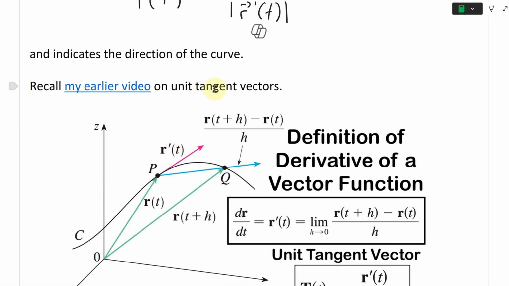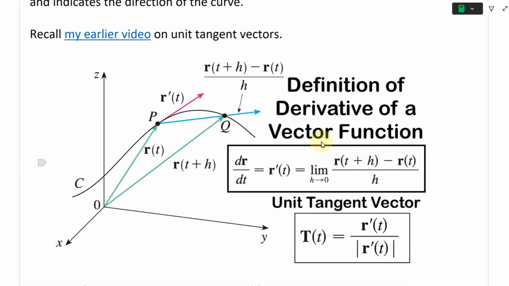Recall from an earlier video on unit tangent vectors, there's a link over there, and then there is a thumbnail. Again, I pride myself in the thumbnails. So here's the curve right here, C. At this point P is where the position vector r of t is, and this defines the curve for any values of t. If you increment by h, you go up to Q, and this difference, r of t plus h minus r of t, is this right here. Then if you multiply by 1 over h, that's a scalar, so it's not going to change the direction. This is parallel to that one.